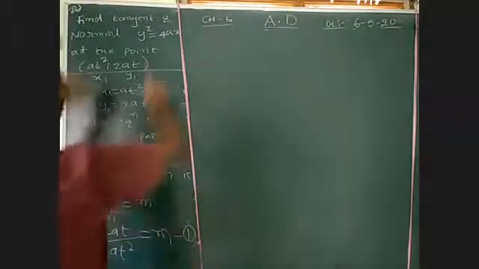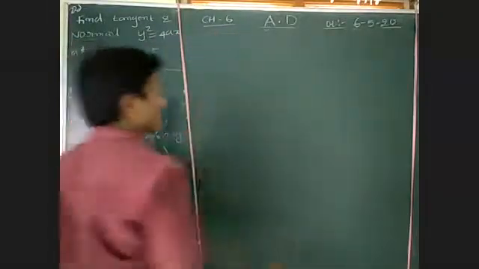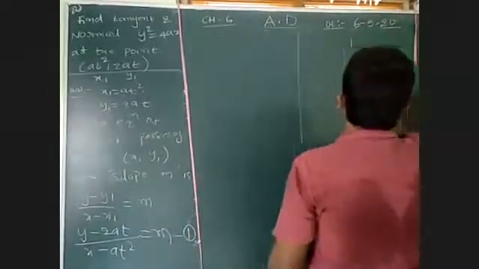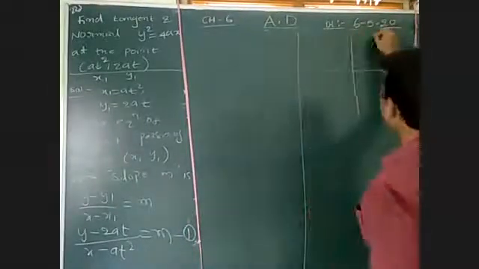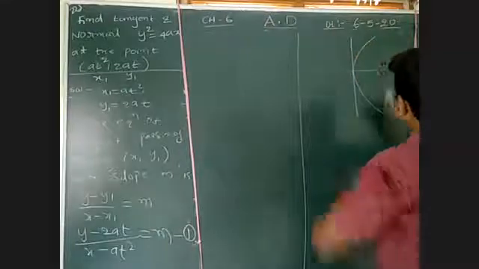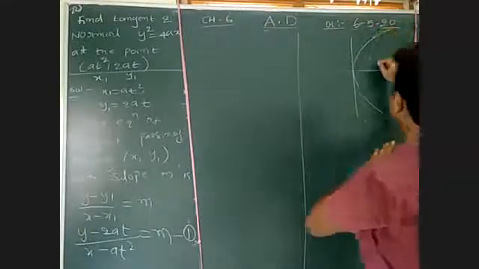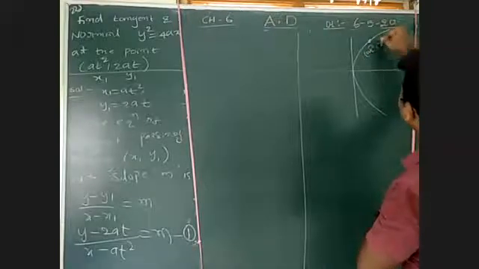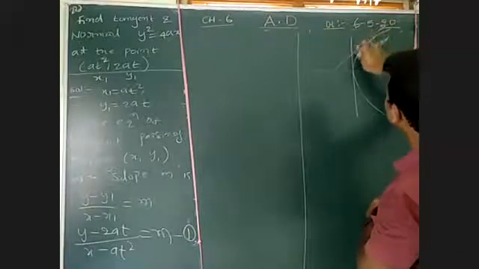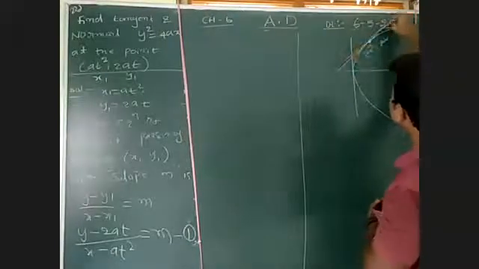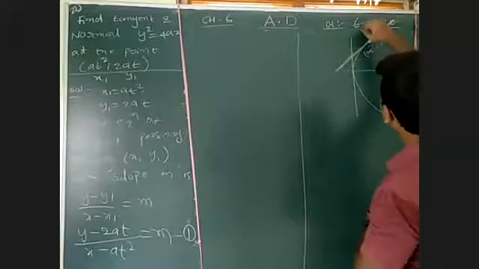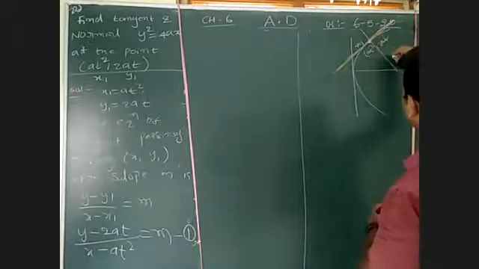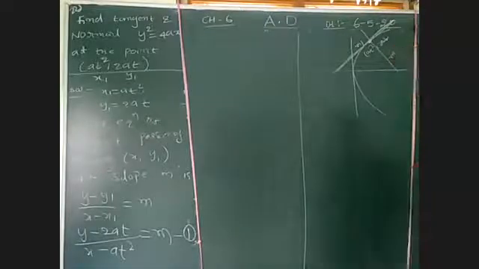Let's see here, equation 1. So what is the graph of the parabola y square is equal to 4ax? It will open to the right side. So let us take this point (at square, 2at). At this point, this is the tangent and the normal is perpendicular. Let us take m1 as the slope of tangent and m2 as the slope of normal, right?